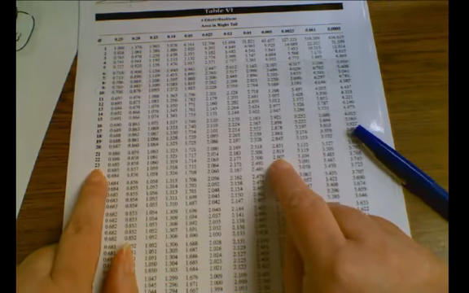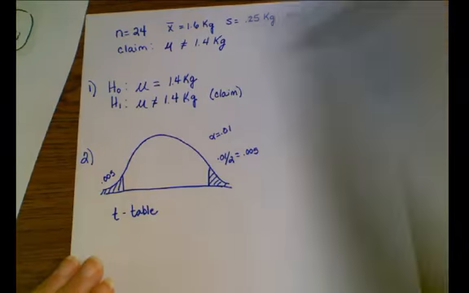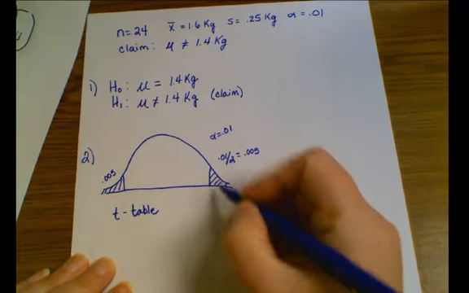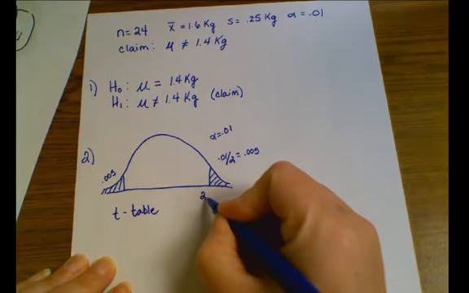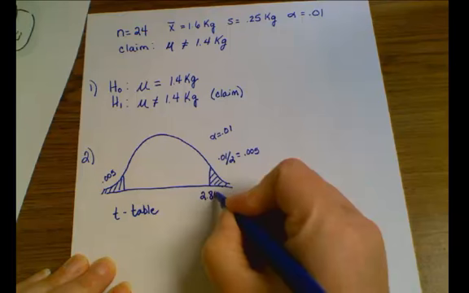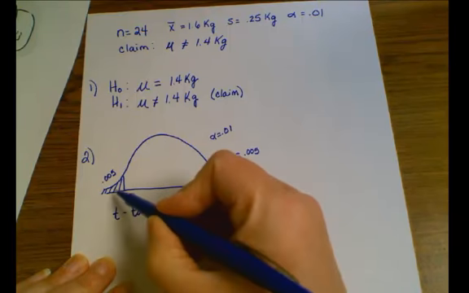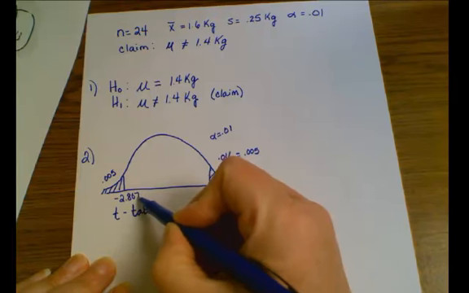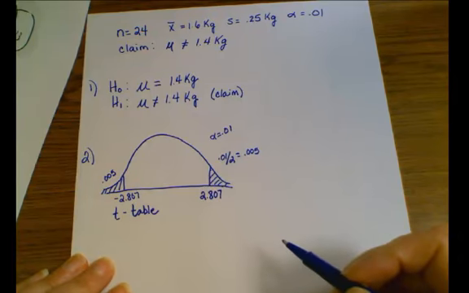There's your 23, and there's your 0.005, and life is good. And we get 0.2807. Now, what does that 0.2807 mean? Oh, wow, much better. That means that we have 0.2807 here, and symmetrically we have negative 0.2807 on that side.